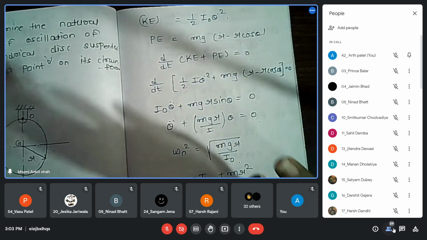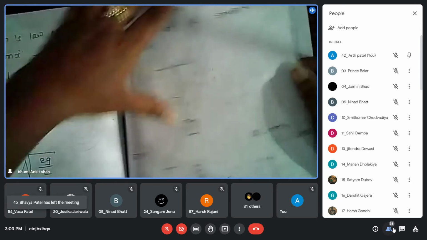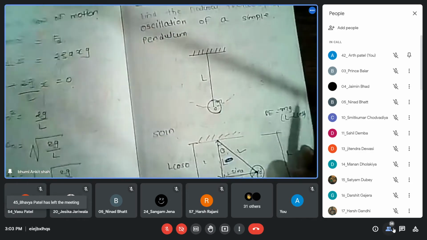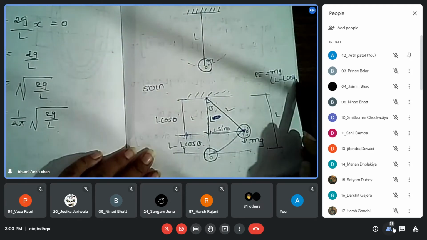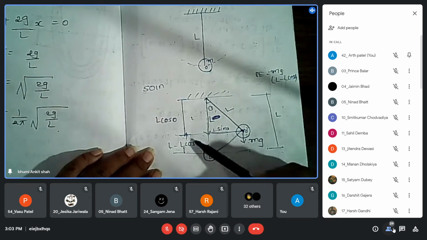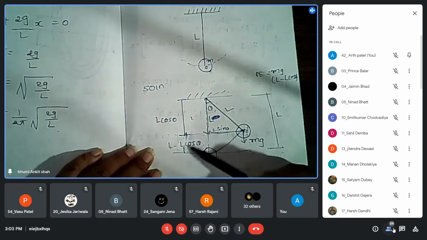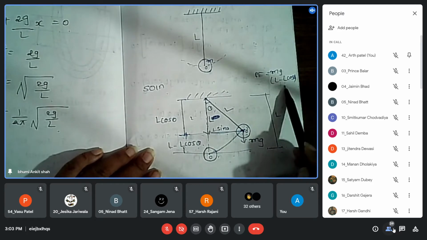Do you remember? For pendulum, just let me show you if you are not able to recall. For pendulum, see, कैसे लिखा था? Potential energy mg into L minus L cos theta. From where it has come? As you are moving from O to O dash, this distance is L minus L cos theta. That is why you are writing mg into L minus L cos theta.